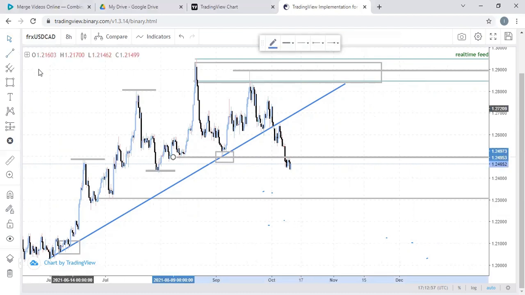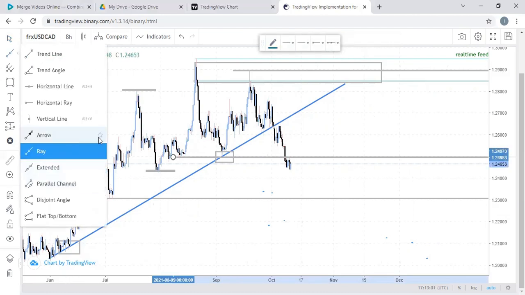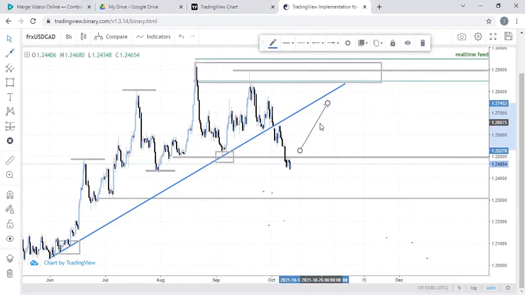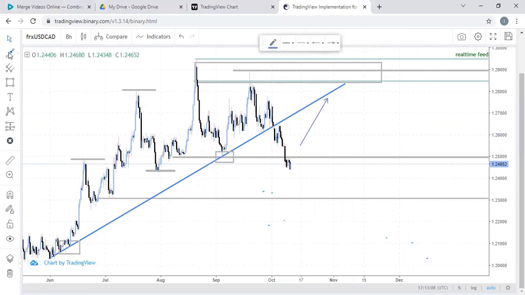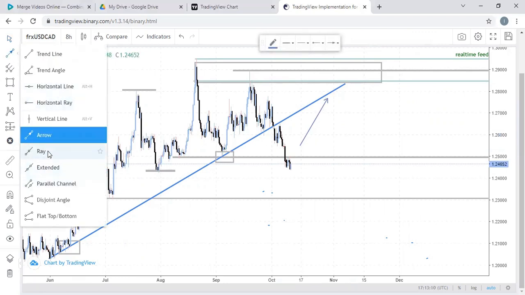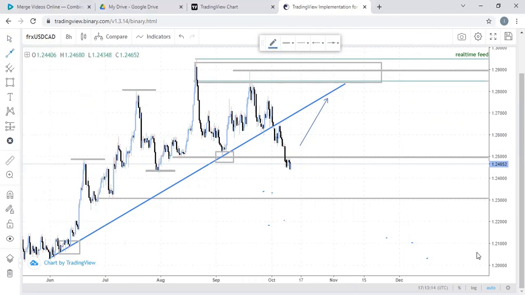Now we are expecting this market to rally up a bit before going back to the downside, right?